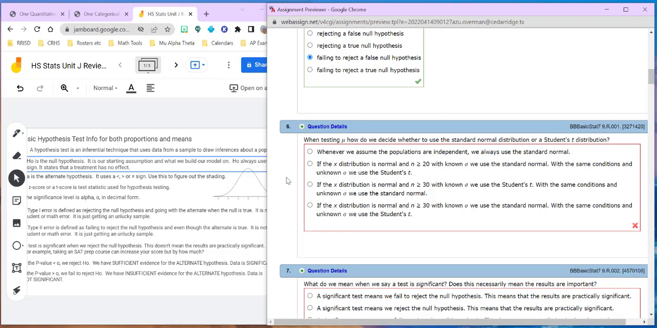When testing mu, how do we decide whether to use a standard normal or a student's t-distribution? So basically, mu is for means, and we tend to use the student's t-distribution, all right? If we know sigma, then we use standard normal, but that almost never happens, all right? But this is basic, but with the same conditions and unknown sigma, which is what we do use, we use the student's t-distribution, and our rule is 30.